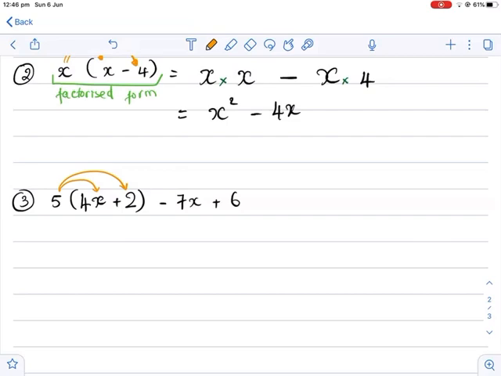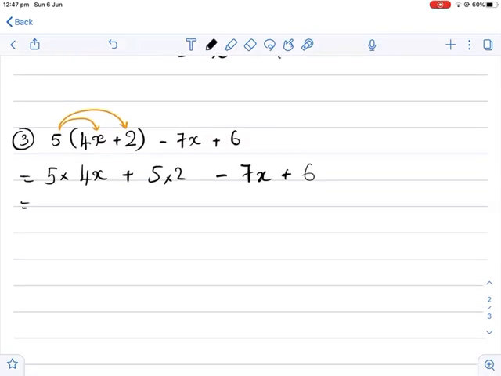So 5, I'm going to distribute into 4x, and 5 distribute to 2. So what I have here is going to be 5 times 4x, and then plus 5 times 2. And then I rewrite these down because there's no bracket, so just keep them there. So take away 7x and plus 6 stay the same. Now I'm going to bring it to the simplest form by multiplying these first to see what we have. So 5 times 4x is 20x, and plus 5 times 2 is 10. Write down 7x and 6 there.